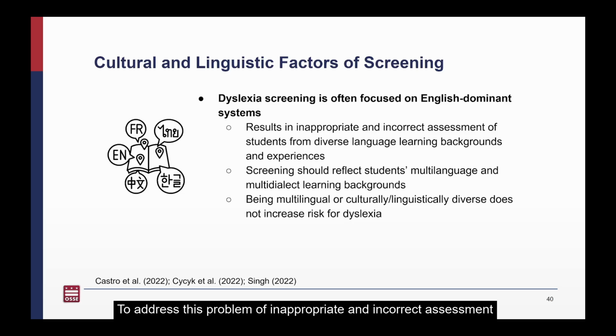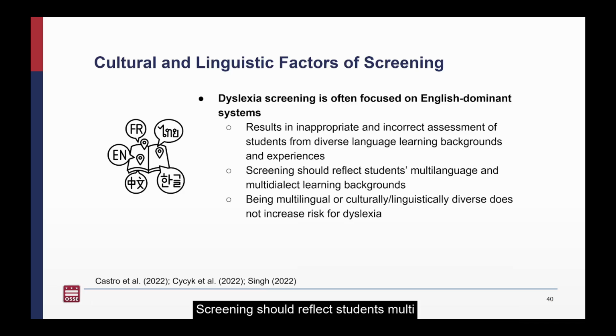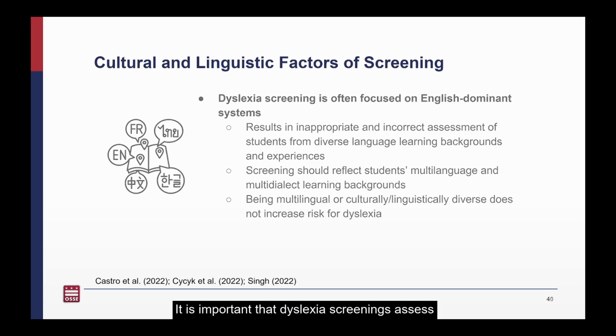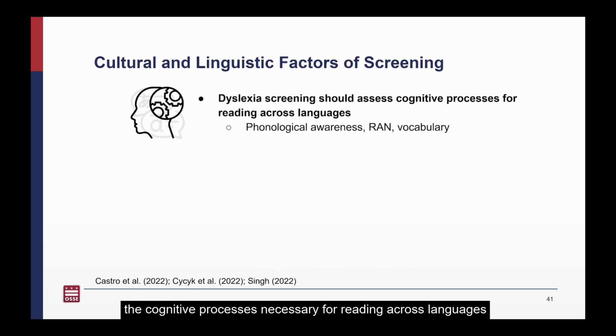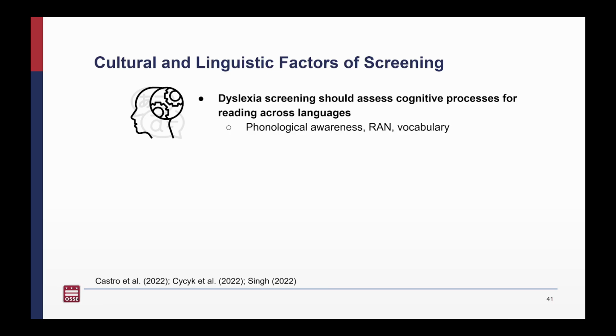To address this problem of inappropriate and incorrect assessment of students from diverse language learning backgrounds and experiences, screening should reflect students' multilanguage and multidialect learning backgrounds. Being multilingual, or culturally or linguistically diverse, does not increase a student's risk for dyslexia. It is important that dyslexia screenings assess the cognitive processes necessary for reading across languages, such as phonological awareness, vocabulary, and rapid automatized naming, or RAN.